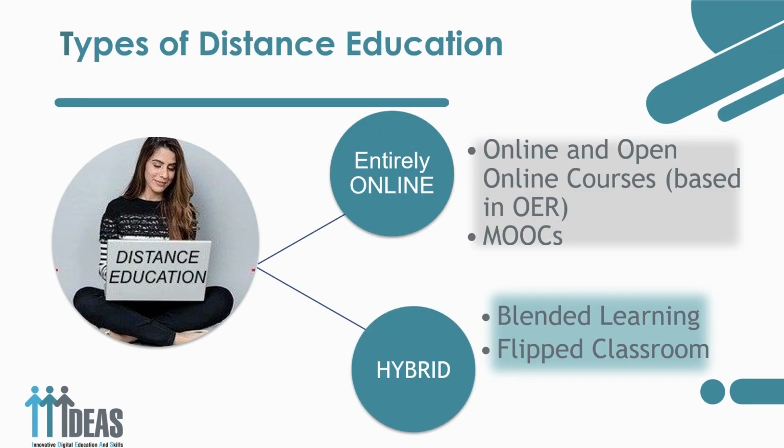Types of distance education. There are two types of distance education: delivery entirely online. In this type, students access the educational program from anywhere, which will require a computer, tablet, or smartphone with an internet connection. For example, open online courses based in open educational resources and MOOCs, massive open online courses. Hybrid education programs. In this type, learning takes place both in person or synchronously and online or asynchronously.